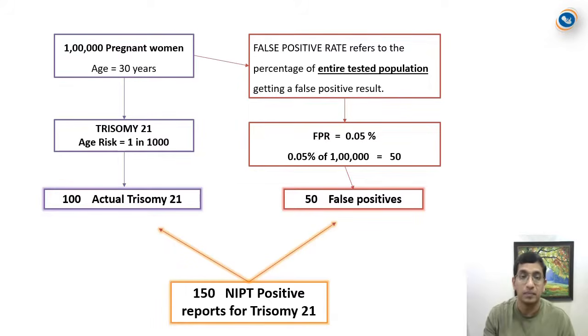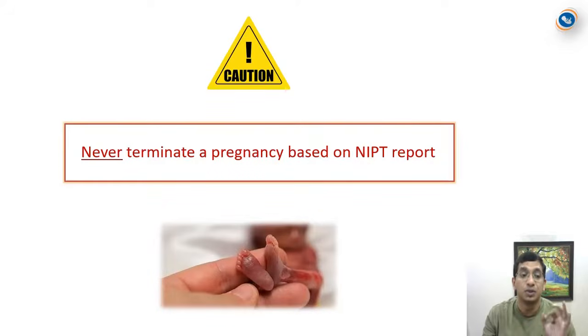Which is why you should never terminate a pregnancy based on a NIPT report. And I'm going to repeat again, never ever terminate a pregnancy based on a NIPT report. It can be wrong. You need to confirm with amniocentesis.